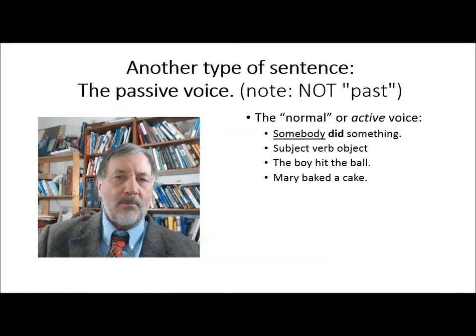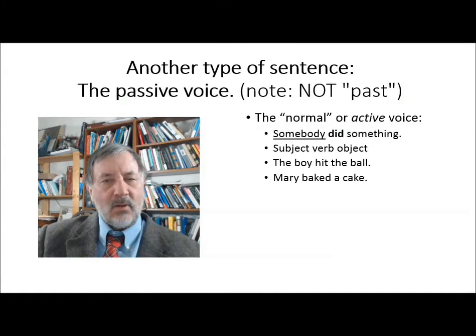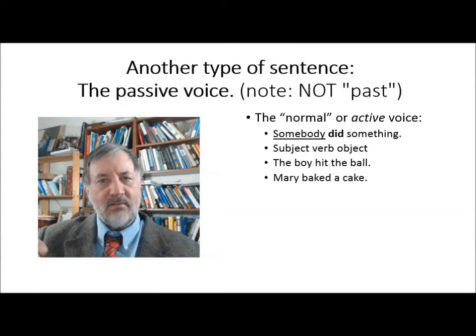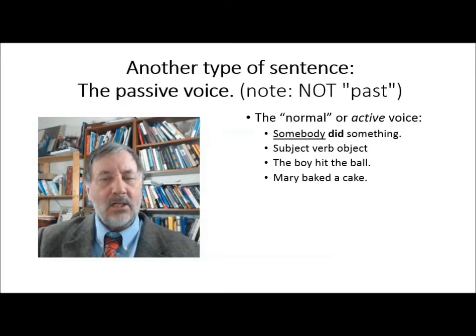Now, first, let me remind you of the pattern that we have been discussing. The pattern that we've been discussing has been that of subject, object, verb. The boy hit the ball. Mary baked a cake. Okay, the dog chased the car. So that's the normal or canonical pattern in the English language called the active voice.